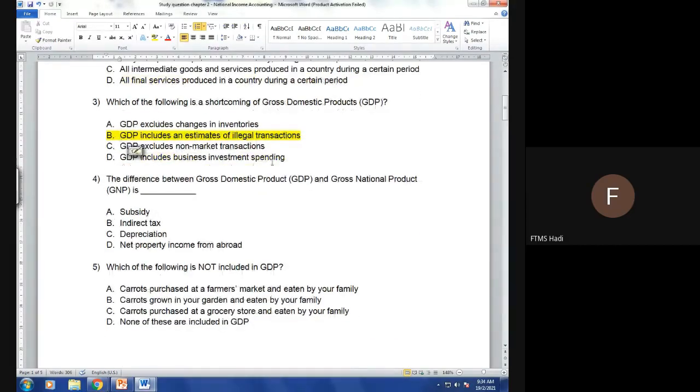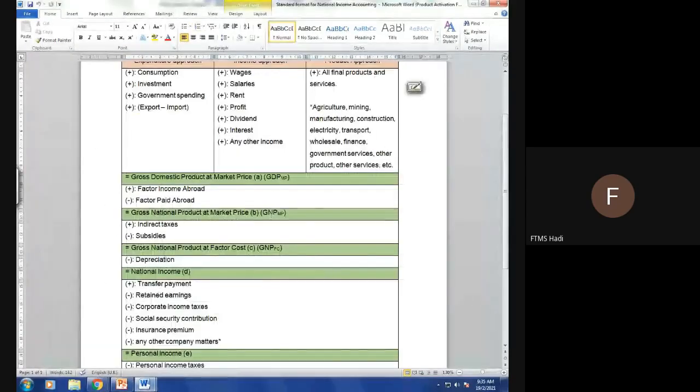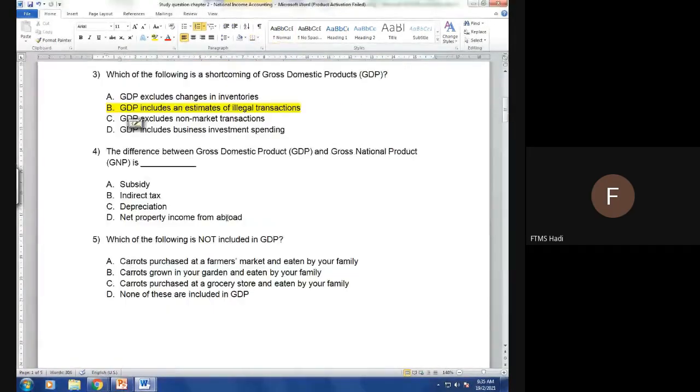Question number 3. All right, question number 4. The difference between gross domestic product and gross national product is, the difference between GDP and GNP. So let's have a look at the formula. GDP and GNP. Factor income abroad, factor pay abroad. Net property income from abroad. So these are the answer.